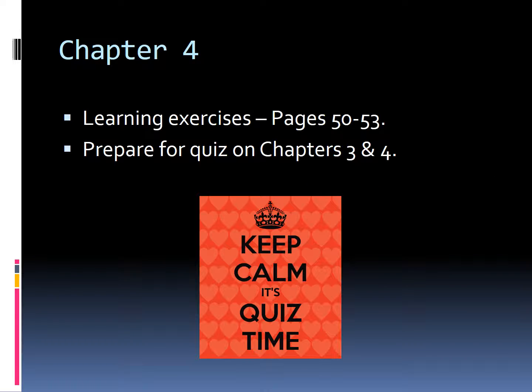Go ahead and do the learning exercises on pages 50 through 53. Again, that will help you prepare for the quiz that is coming up on chapters 3 and 4.